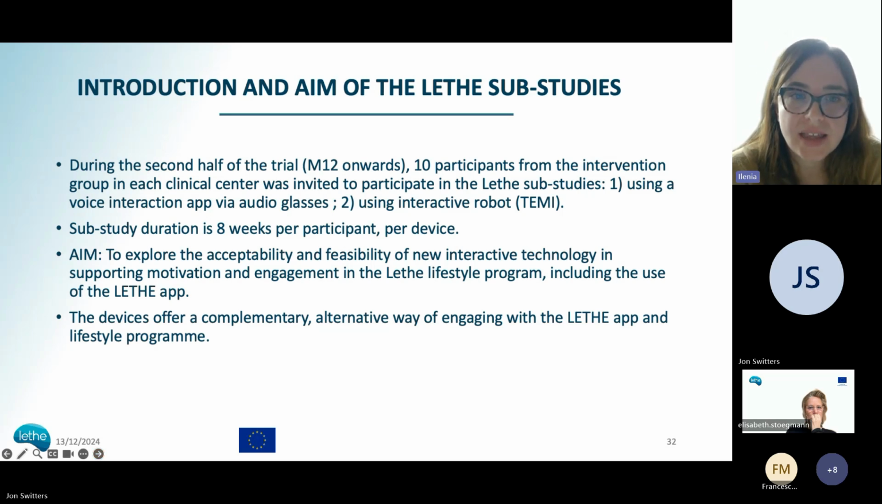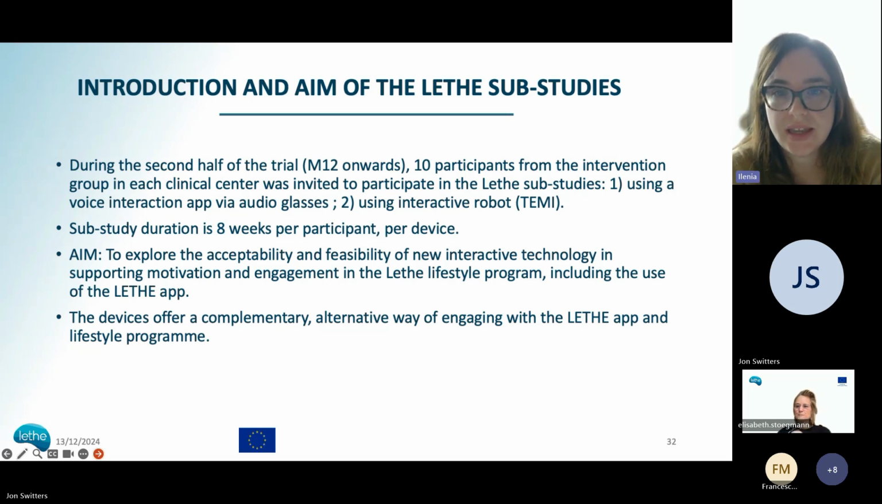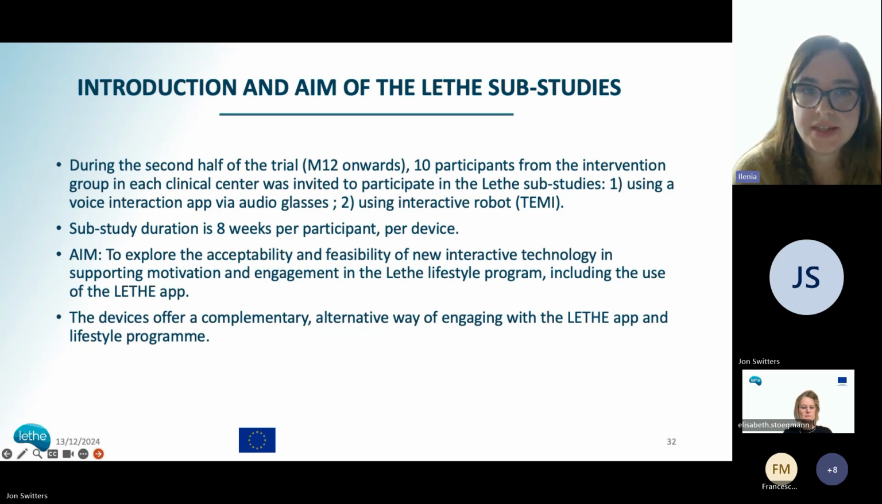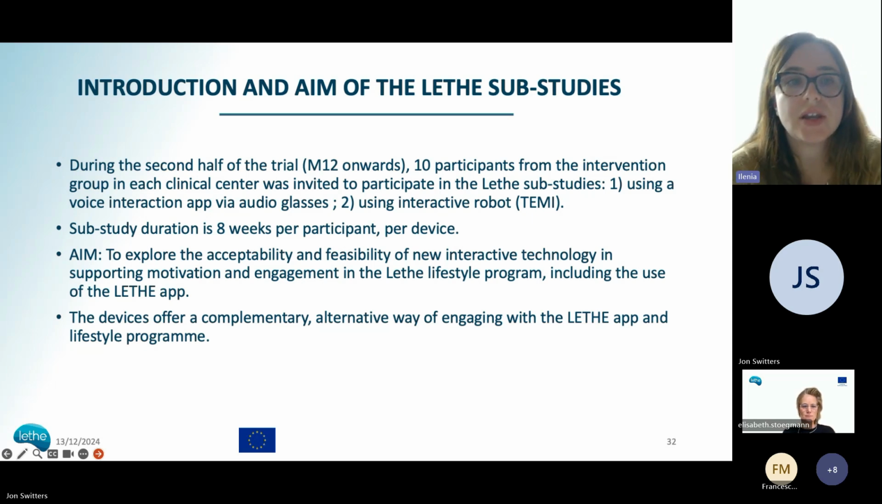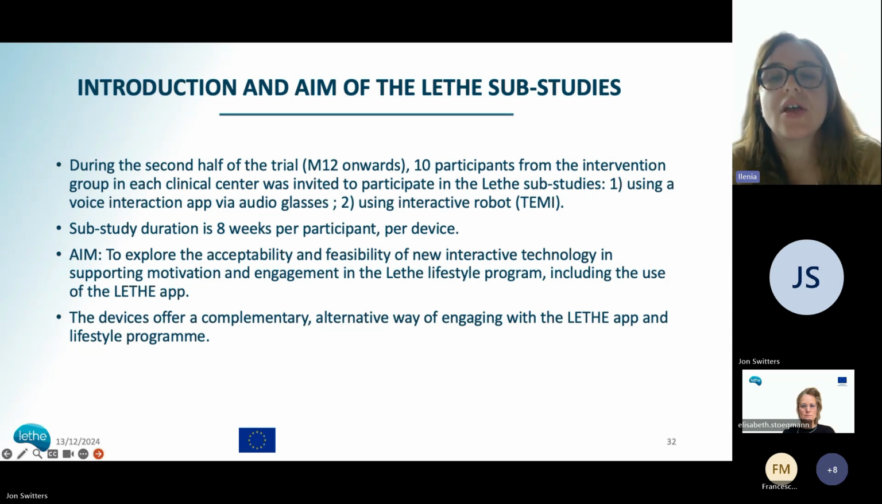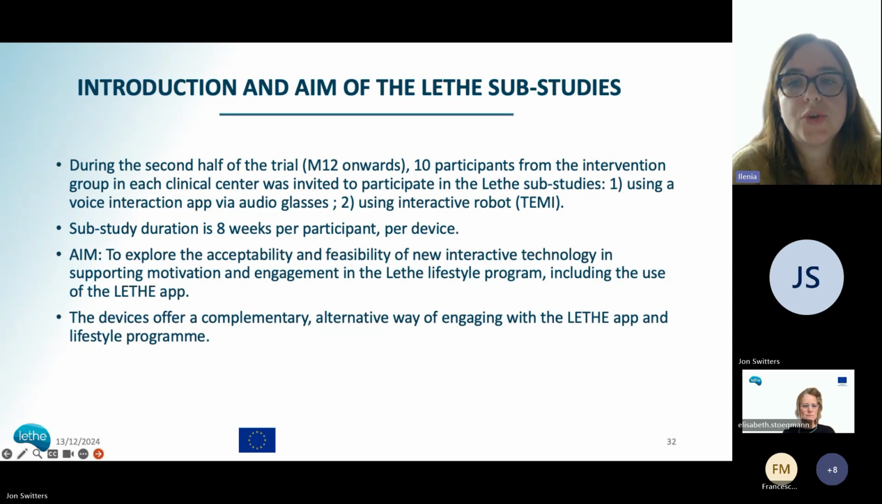The aim of the sub-study is to explore the acceptability and feasibility of this new interactive technology in supporting the motivation and engagement of the participant in the lifestyle program, including the Lethe app. It is important that the two devices are a complementary and alternative way to use the Lethe app and to participate in the Lethe lifestyle program. Next, please.